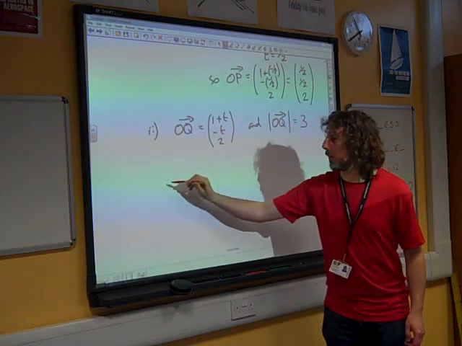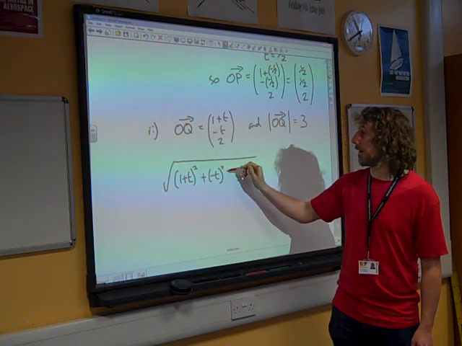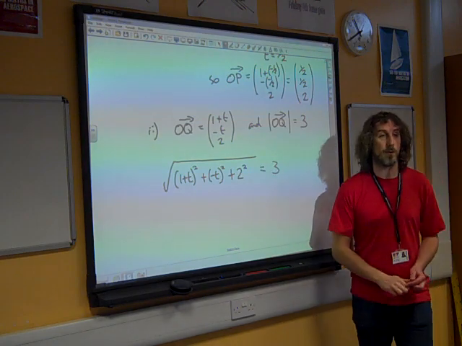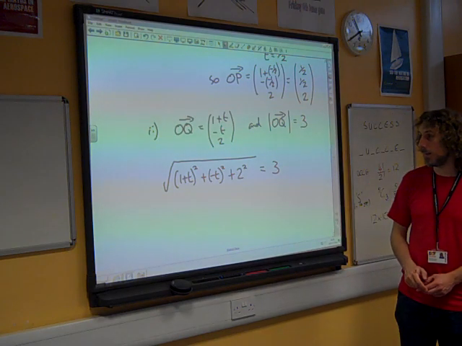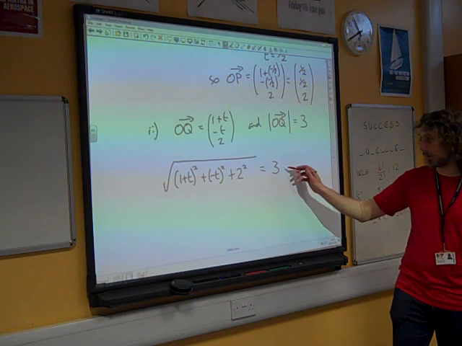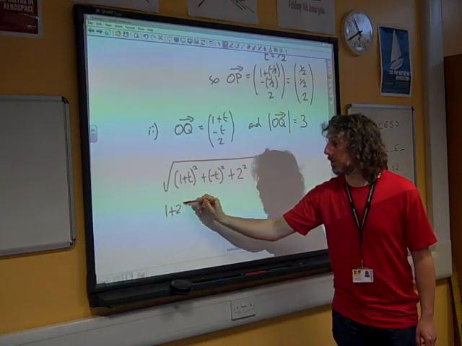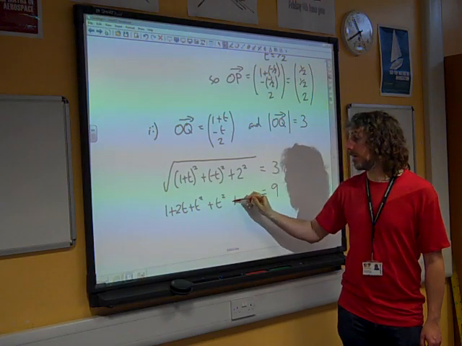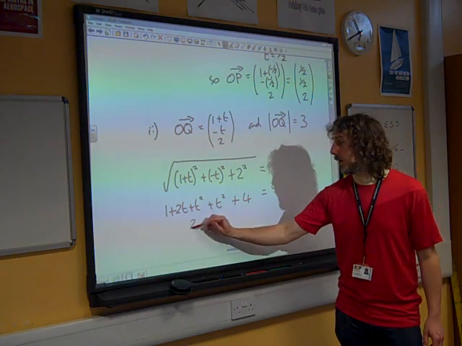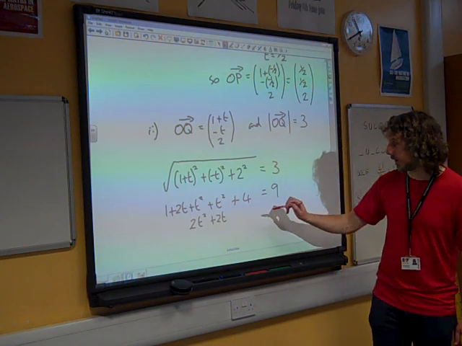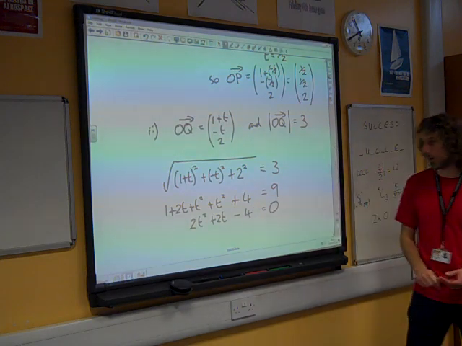We'll do it with the square root in there, and we'll get rid of it in a moment. The square root of (1 + t) squared plus (-t) squared plus 2 squared is equal to 3. And we've ended up with just a little bit of algebra in here. I don't fancy that square root sign, so I'm going to square both sides. So we've got 9 over here. We've got (1 + t) all squared, we've got t squared, and we've got 4. And we appear to be heading for a quadratic. Is that minus 4 that we end up with? I think so.